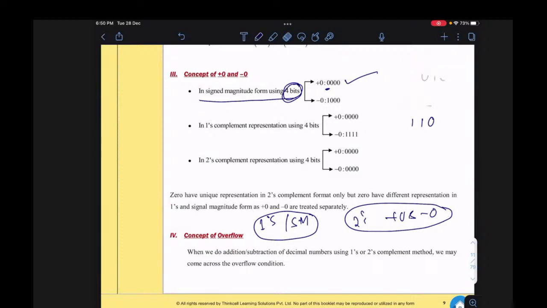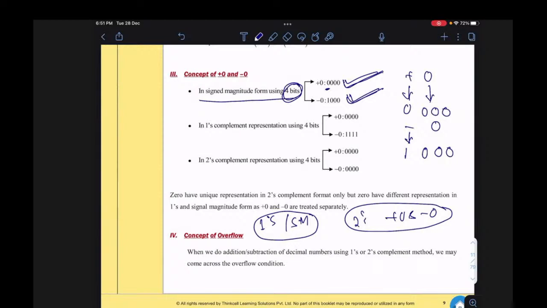Same story here. For plus 0, for the plus I put 0, and the binary equivalent of 0 is 0, 0, 0. And if I say minus 0, for the minus sign we put 1, and then 0, 0, 0. So in sign magnitude form, with 4 bits, 1 bit is the sign bit and the remaining 3 bits are the magnitude. This is the representation of plus 0 and this is minus 0. The conclusion is that in sign magnitude form we have two representations for 0: plus 0 and minus 0.